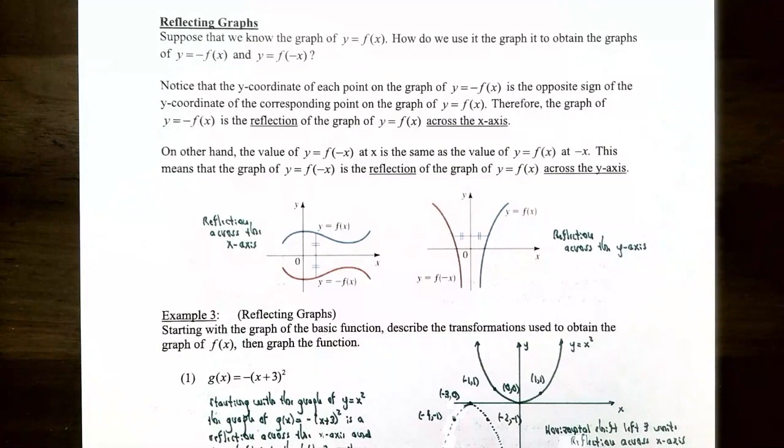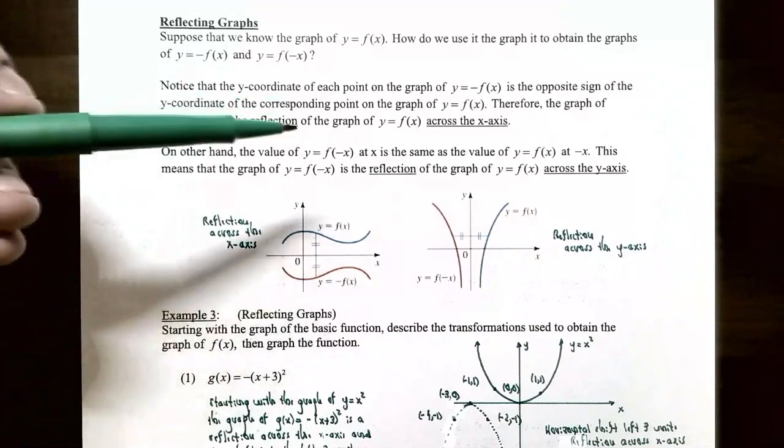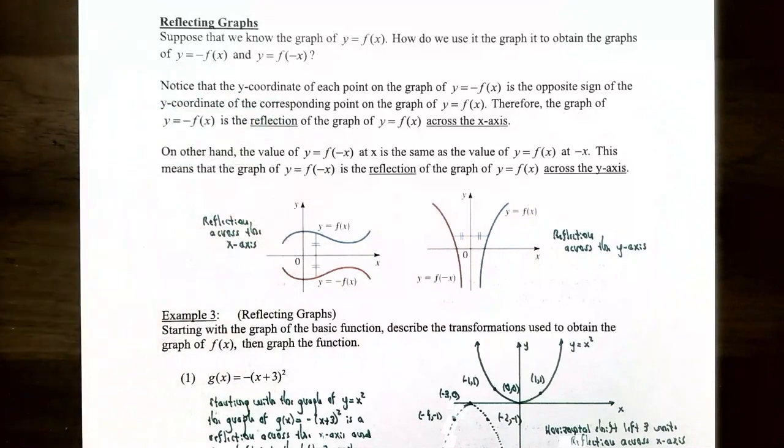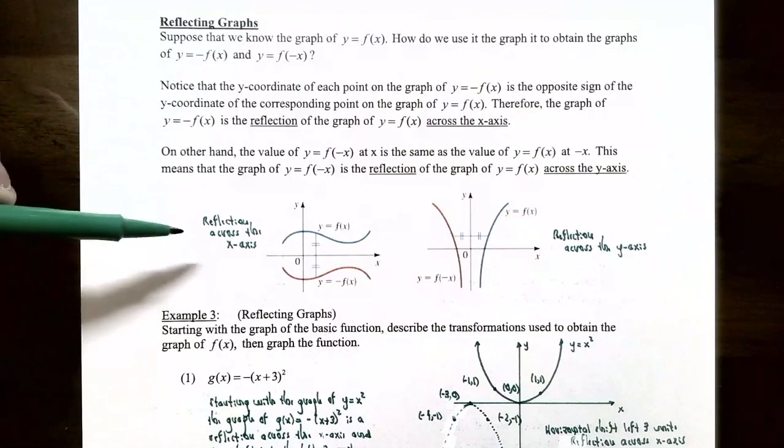If you do that for every single point on the graph of y equals f of x, you actually get the graph of y equals f of negative x, and that's a reflection across the y-axis. So let's talk about what happens to the graph when you're talking about reflections of a function's graph. So let's talk about reflection across the x-axis first.